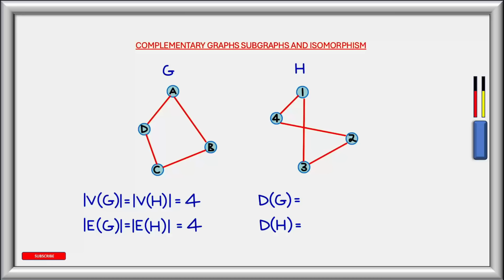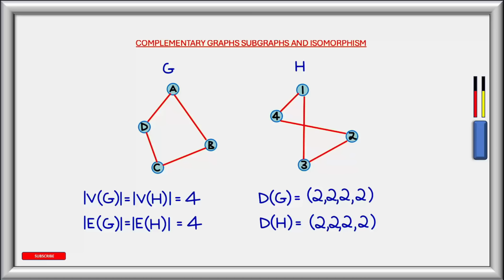The next thing we need to check is the degree sequence of each graph. For there to be an isomorphic relationship, the degree sequence of each graph needs to be the same. And we check this by counting the degrees of each vertex and then ordering them in descending order.